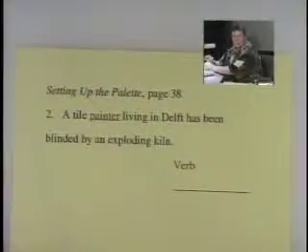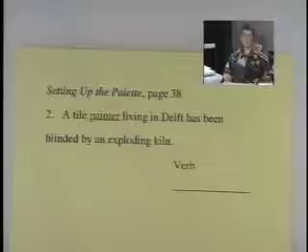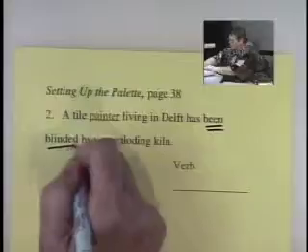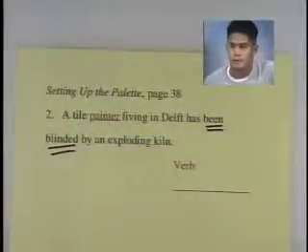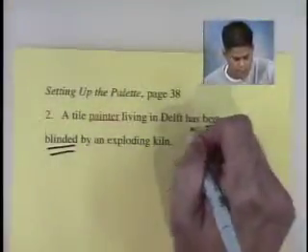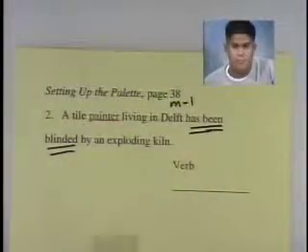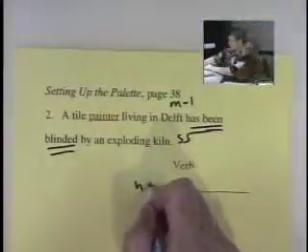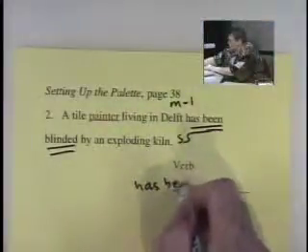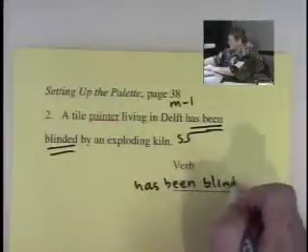But as we go through these, if you wind up with a question, hand up and we'll tackle it as we go. So in the next one, a tile painter living in Delft has been blinded by an exploding kiln. Justin, where's your verb? I can see that the subject is painter. Been blinded? I want to call that 67%. Take another careful look. Has. Has been blinded. And what kind of a clause do we get? Main clause. What kind of a sentence is it? Simple. And so the next step would be to write it out in full. Don't make a shortcut. Has been blinded.